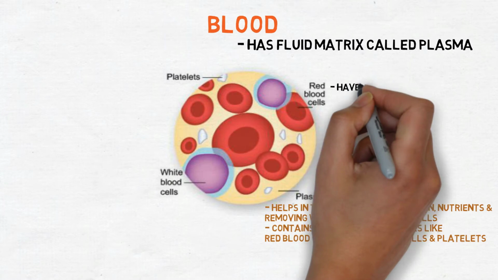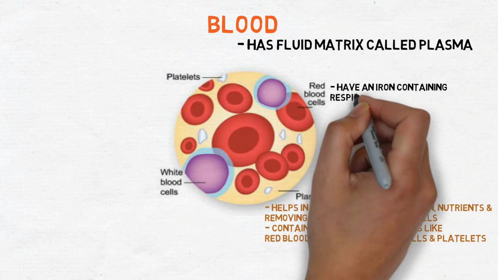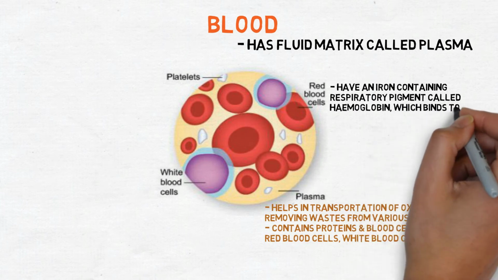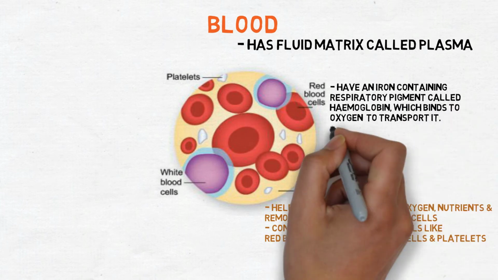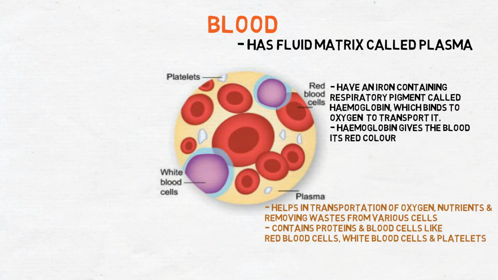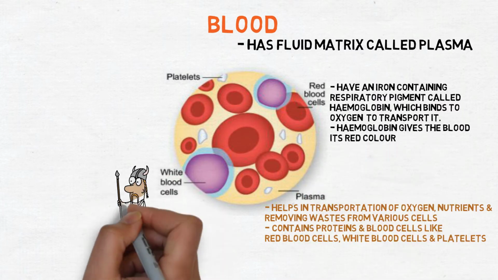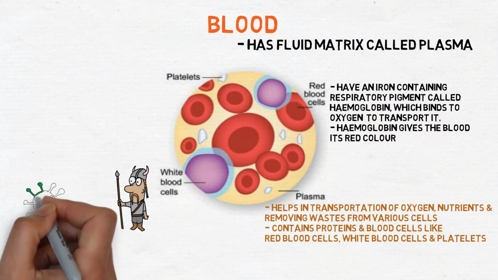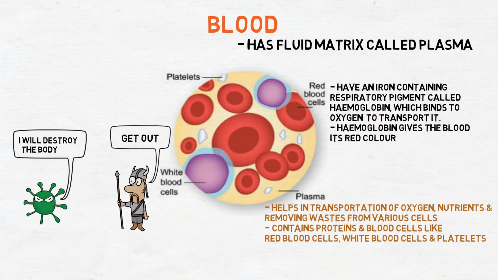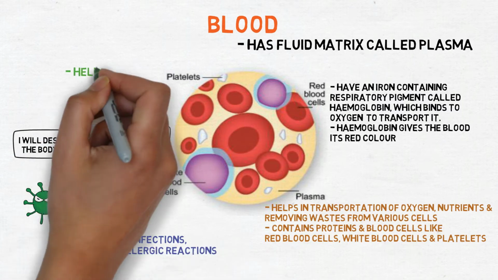Red blood cells have an iron-containing respiratory pigment called hemoglobin, which is responsible for transporting oxygen in the body, and presence of hemoglobin gives blood its red color. White blood cells are the soldiers of the body and protect our body from infections, pathogens, or allergic reactions. Platelets help in blood clotting.